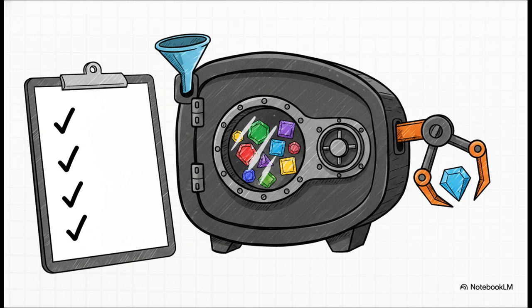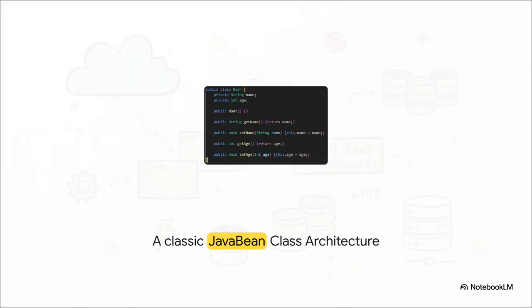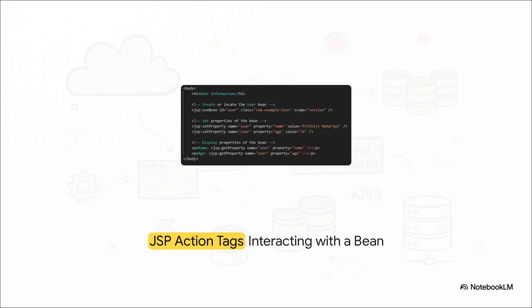Strict, but necessary. When you look at the actual code, a classic Java Bean architecture features properties, say a private string name and a private integer age, that are completely locked away. To safely access or change those, the app uses the public getName or setName methods. This kind of encapsulation is absolutely crucial because it keeps the application secure and stops our data from being randomly overwritten by mistake. So here's how it all comes together.